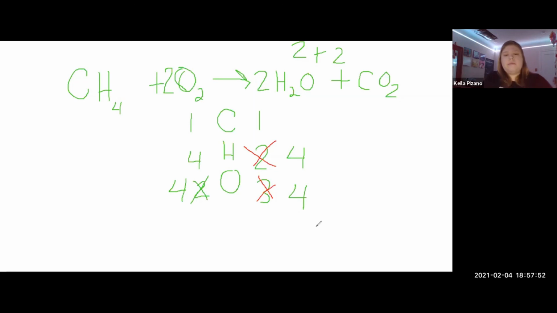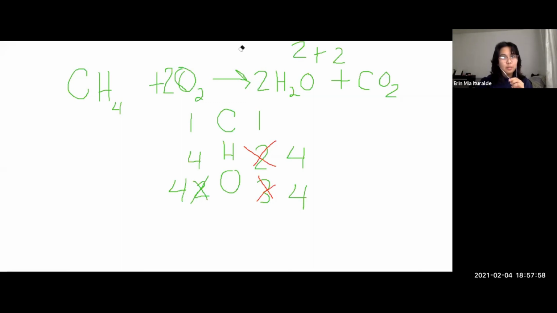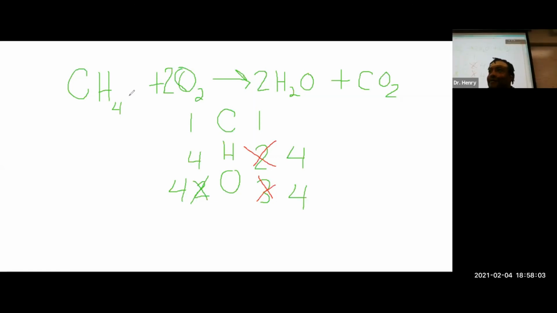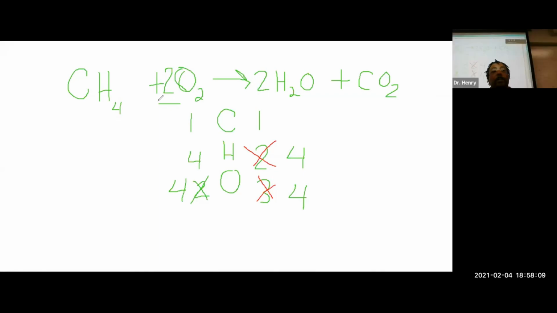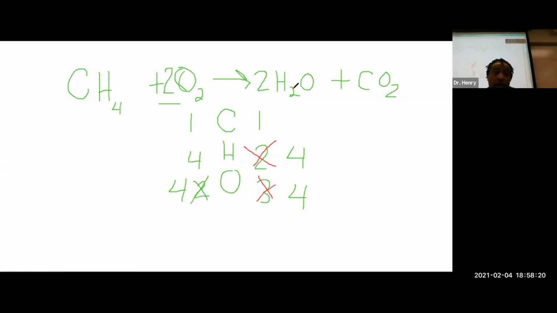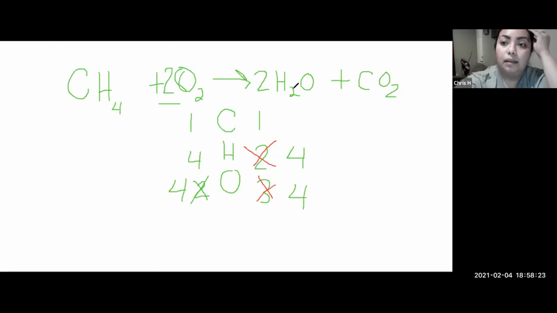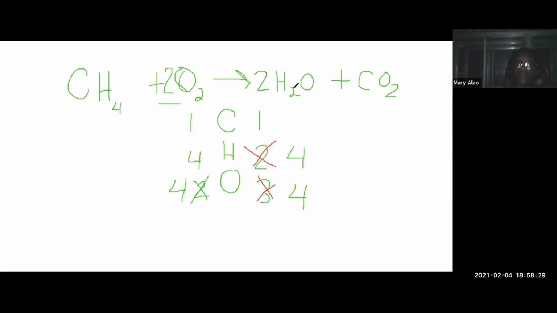Wait, Dr. Henry, just to clarify, the big numbers are coefficients and the small ones are subscripts. So you can only change the coefficients, you can't change the subscripts? That's right, because the subscript tells us what that chemical is. We know water is H2O, right? So that subscript lets us know that there's 2 hydrogens in water. And if you change the subscript, you're changing the chemical. Okay, so you don't change the subscript, but you change the other one.